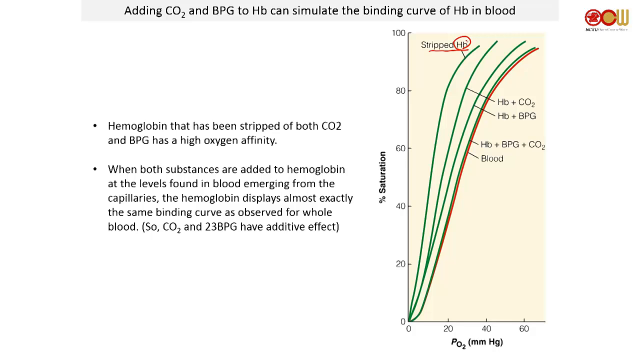And you can see that it has a very good affinity for oxygen. Now, when you start adding either CO2 or BPG, like this line right here, you add CO2, you see how the affinity drops. Let's say we draw a line maybe right here. I'm going to use a different color. So if you draw a line right here, you go from here to here, you dropped affinity.